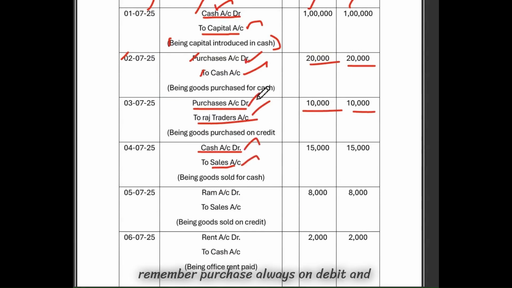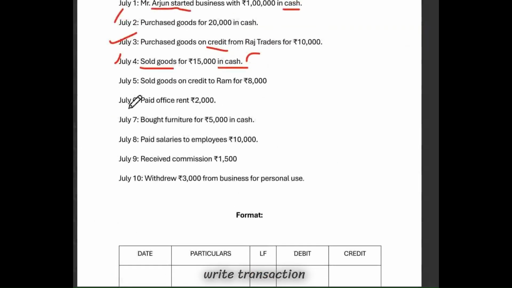Remember, purchase is always on debit, and sales always on the credit side. Here the cash account is on debit and the sales account is on credit. 15,000 are written in their respective places. The narration is written right there.